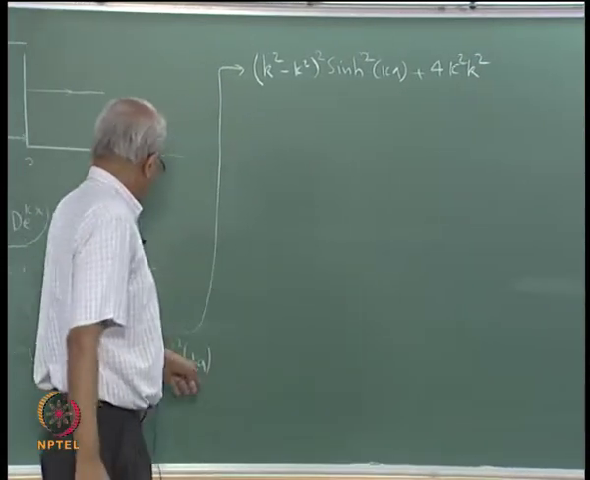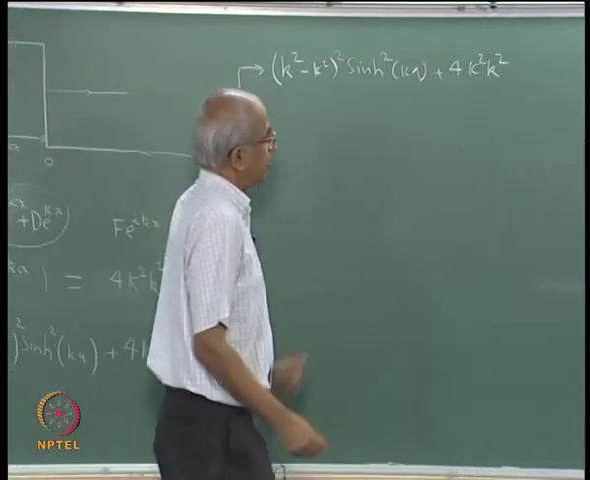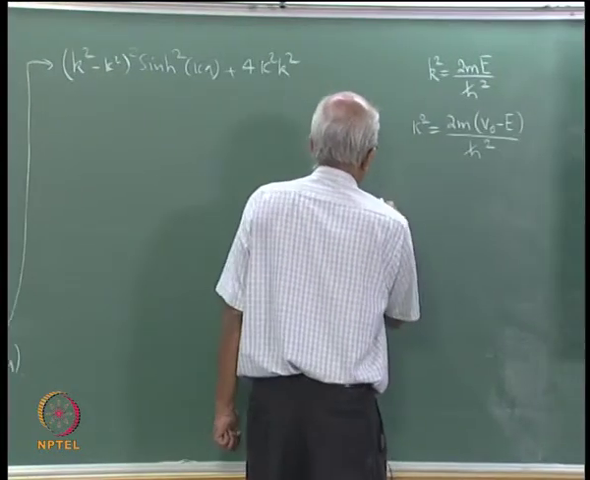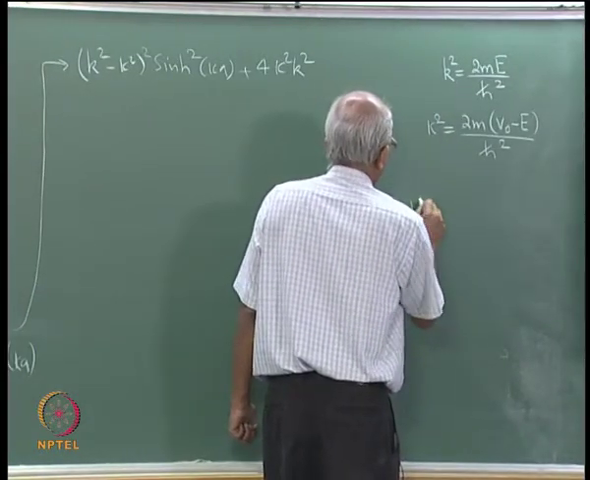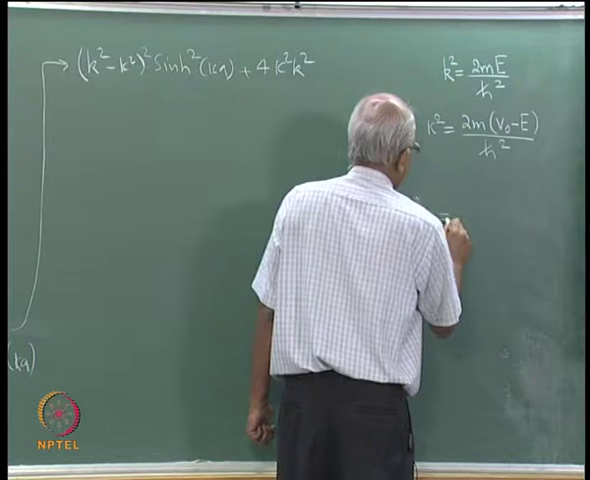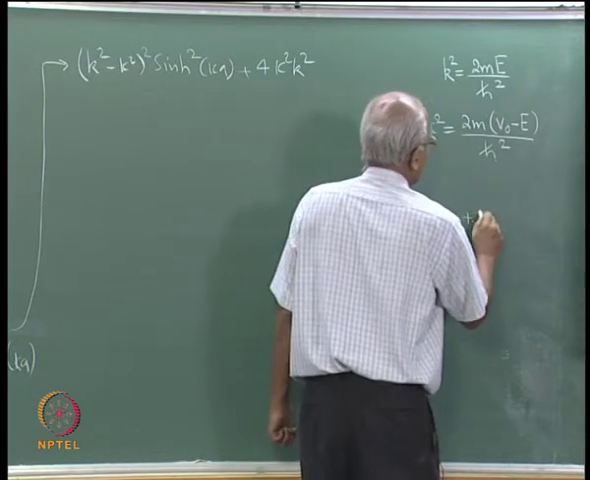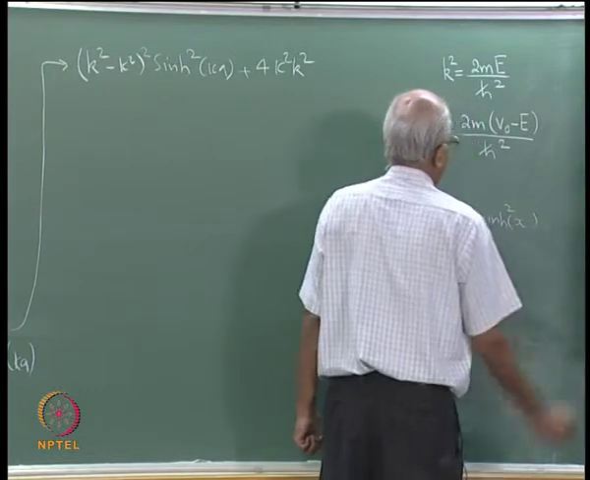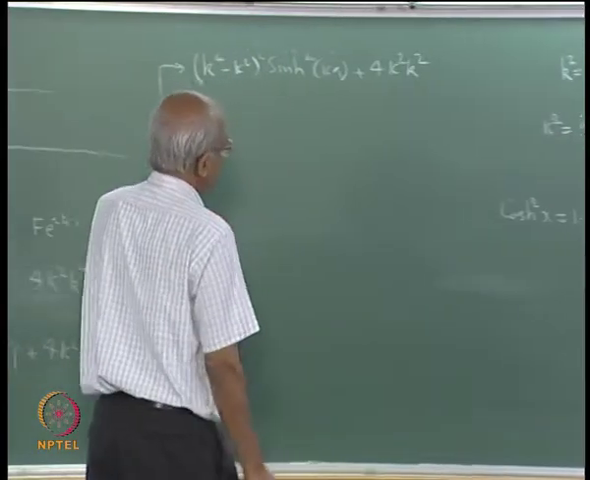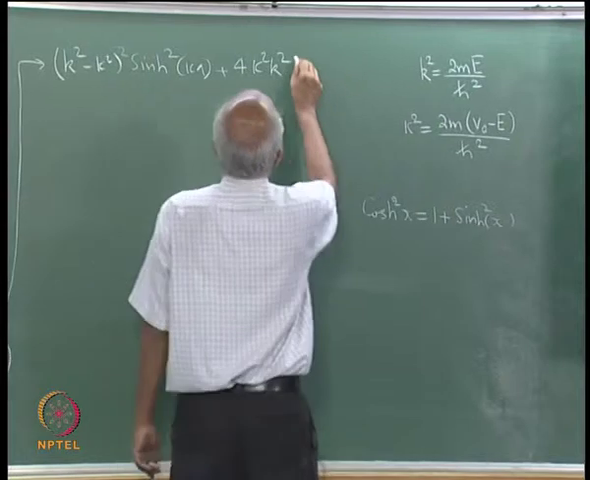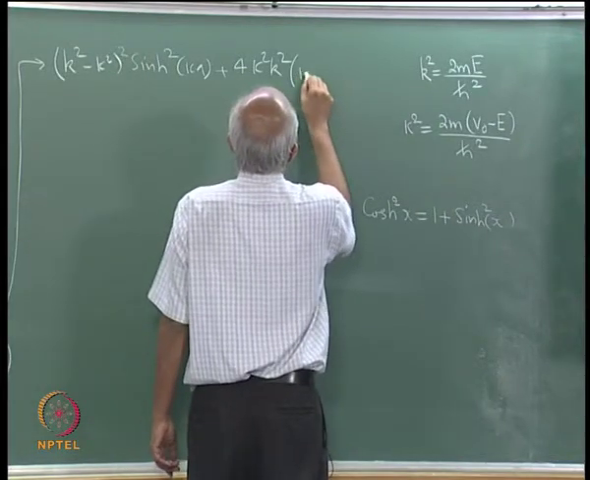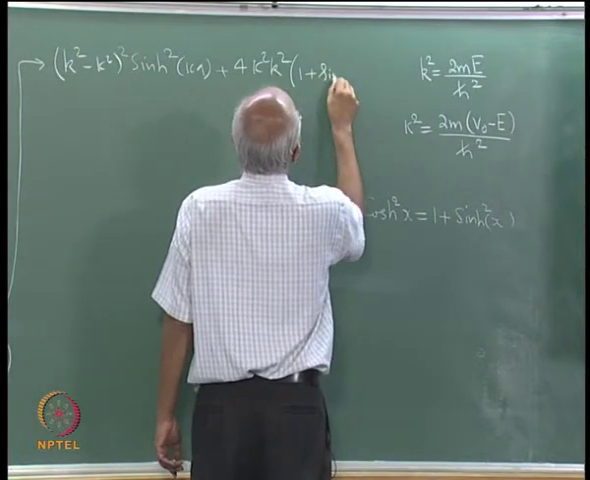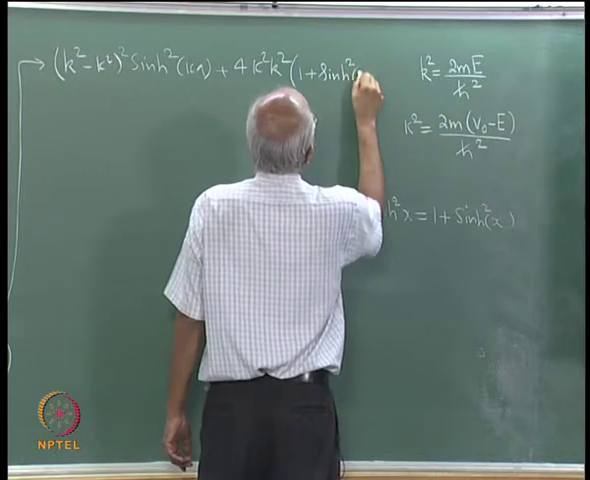You have cosh square of kappa a, but there is a identity which is useful, which says that cosh square x can be written as 1 plus sinh square x for any x. So, I am going to use that, and hence I am going to get here 1 plus sinh square kappa a.